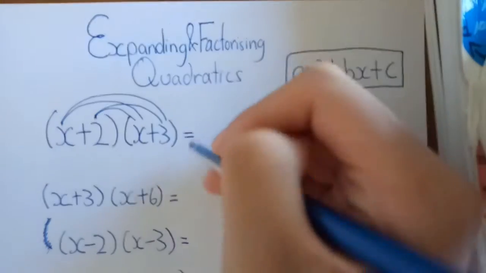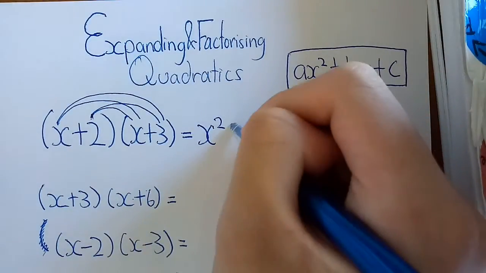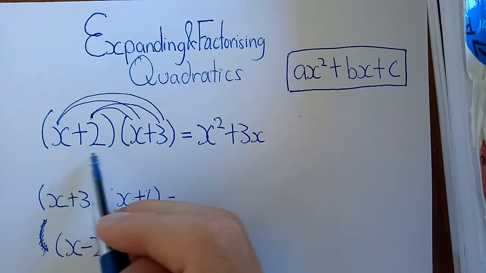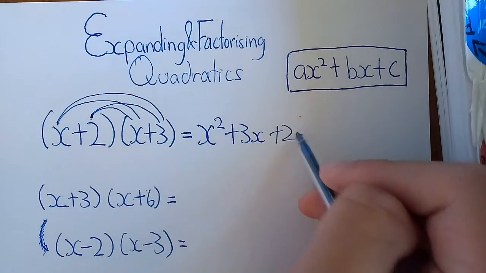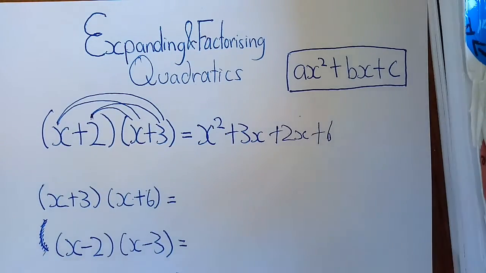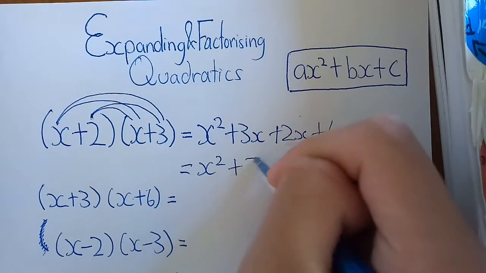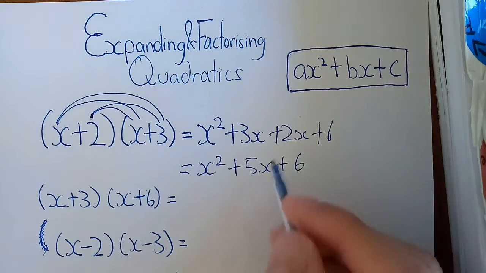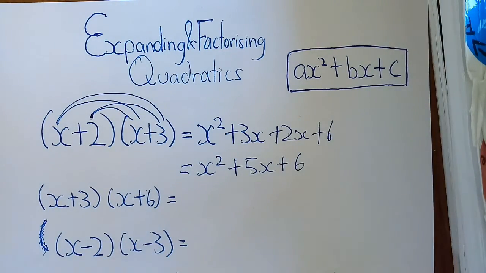X multiplied by x will equal x squared. X multiplied by 3 will be equal 3x. Now we're moving on to the second value, 2. 2 multiplied by x is 2x, right here. And 2 multiplied by 3 will equal 6. And just to simplify this out, x squared plus 5x plus 6, since 3x and 2x are common terms, so we can add them together.